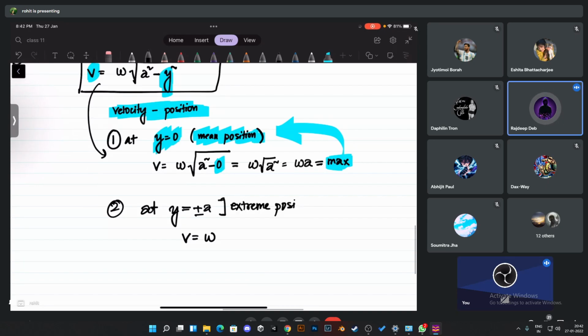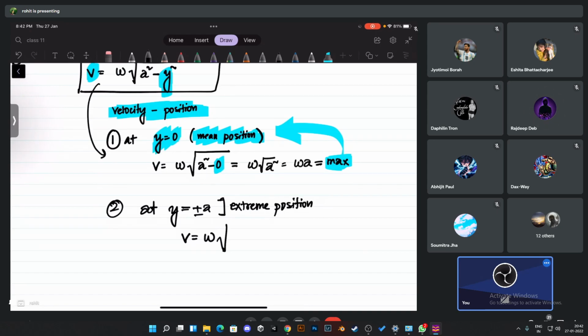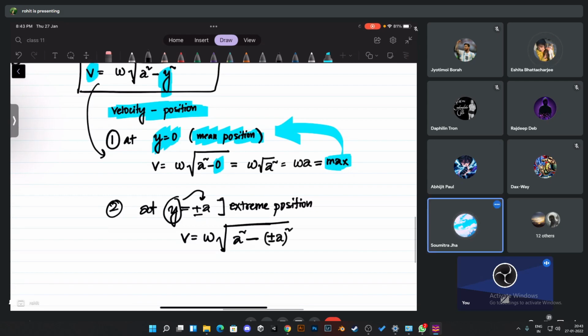Okay, so at extreme positions to the right and left, what will be our formula, guys? Root over a square minus, in place of y I'm going to put plus a or minus a, but I have to give square. Whenever I put square, it doesn't matter whether you put plus or minus, I only get plus. So that is going to be equal to zero, because a square minus a square, doesn't matter, you put plus or minus. I'm going to get 0.